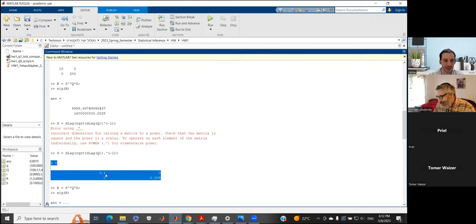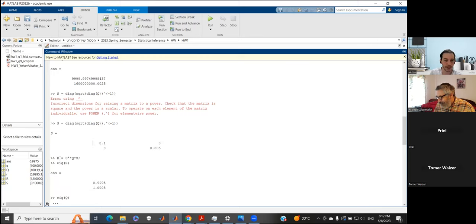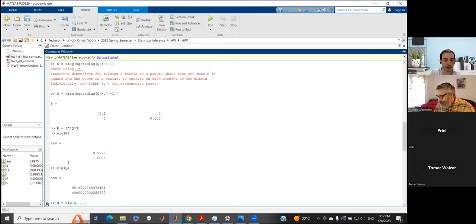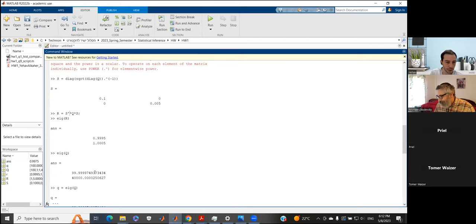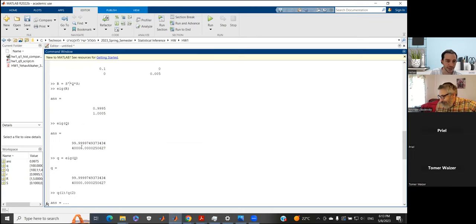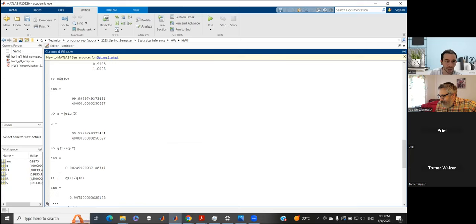So I took the diagonal of Q, took the square root and the inverse of the diagonal matrix, and put it again in the form of a diagonal matrix. I calculated R equals S transpose times Q times S, and calculated the eigenvalues of R, and then the eigenvalues of Q. You can see the differences. I put the eigenvalues of Q in a variable and calculated the condition number, kappa, as Q min over Q max.